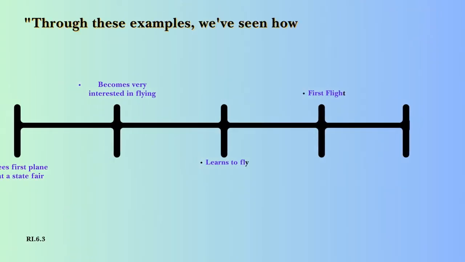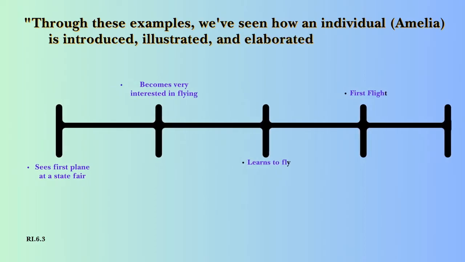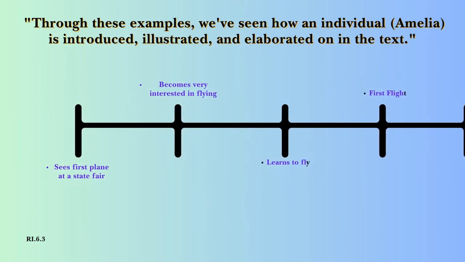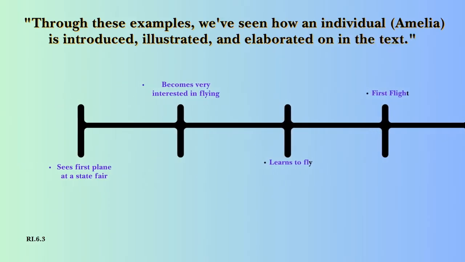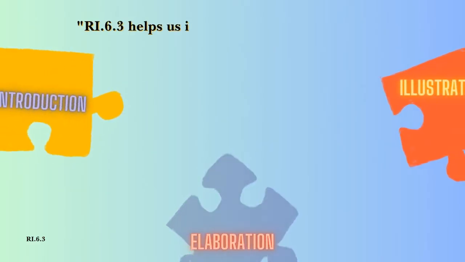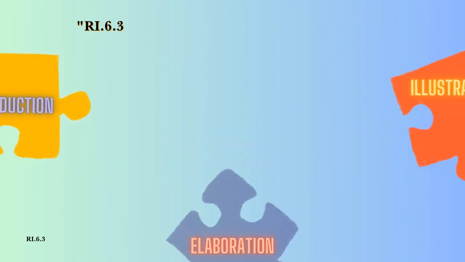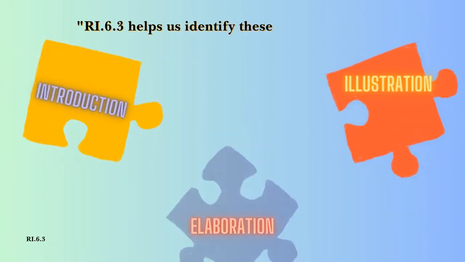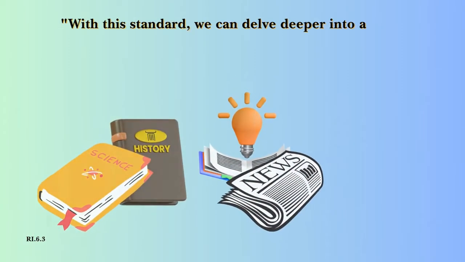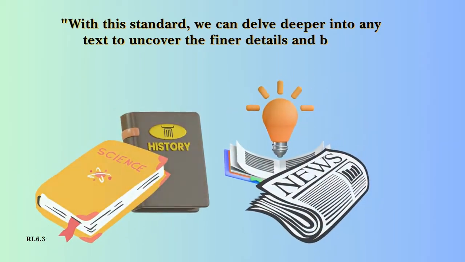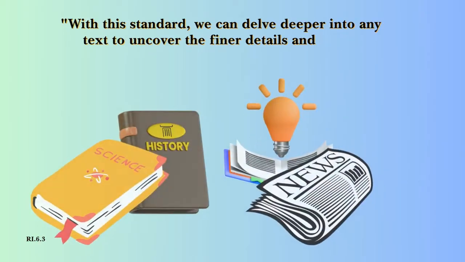Through these examples, we've seen how an individual, Amelia in this case, is introduced, illustrated, and elaborated on in the text. This standard helps us identify these key elements: introduction, illustration, and elaboration. With this standard, we can delve deeper into any text to uncover the finer details and better understand the content.